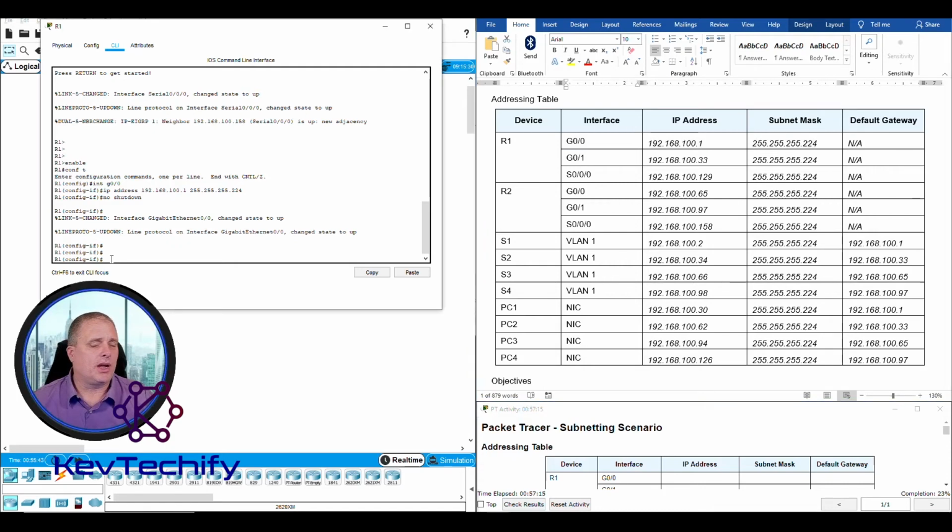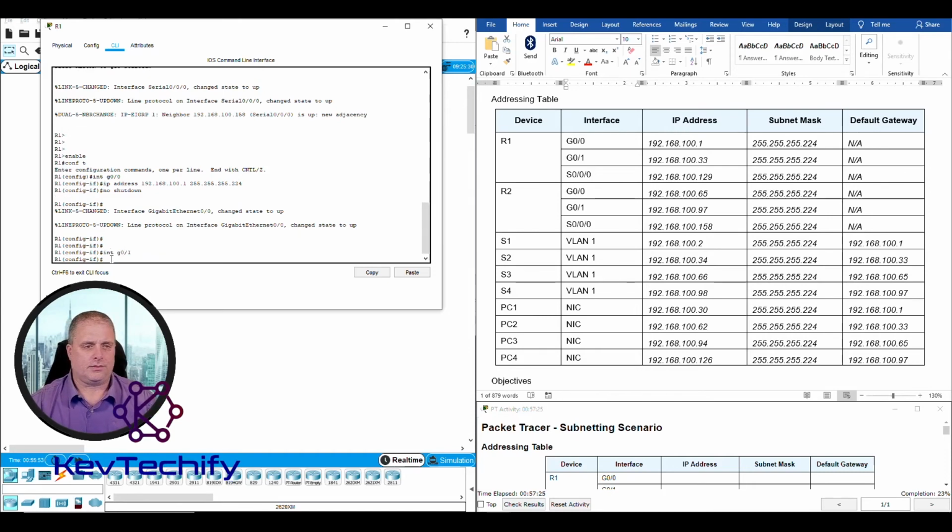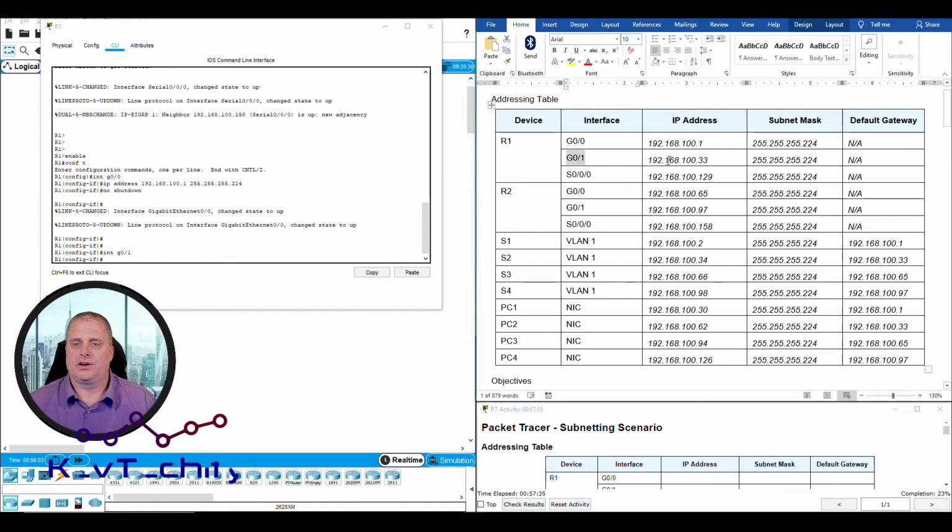At this point in time, I don't need to exit out. I can just change interfaces. So I go ahead and type int space g0/1. The interface changed. There's no confirmation, but because we didn't get an error, we know it's successfully completed. Our G0/1 interface, here's our IP address.